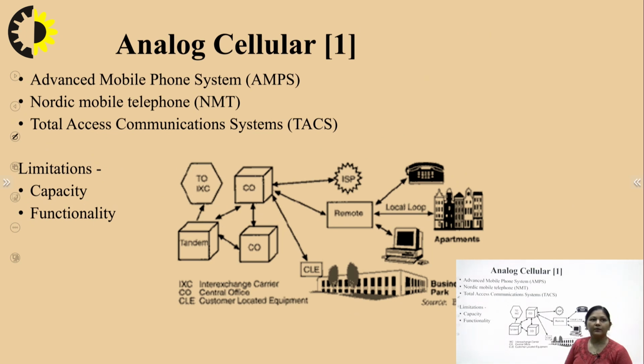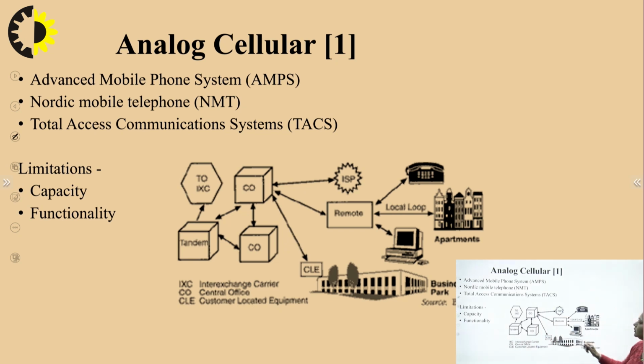Now, coming to the first implementation, that is the analog cellular. The terms that come under this are advanced mobile phone system, AMPS, which is an analog cellular system, Nordic mobile telephone system, NMT, and total access communication system, TACS. These all come under wireless local loop analog cellular systems. And the limitations of these are capacity and functionality.